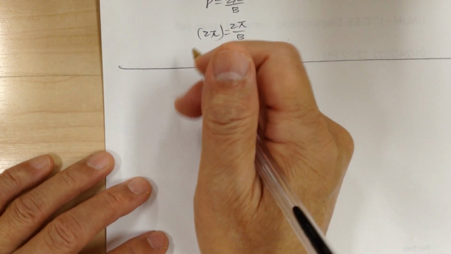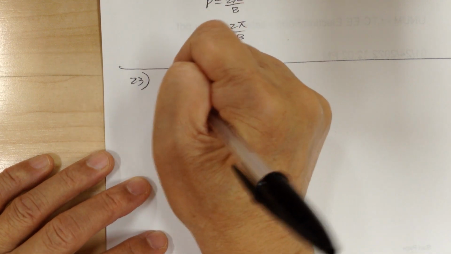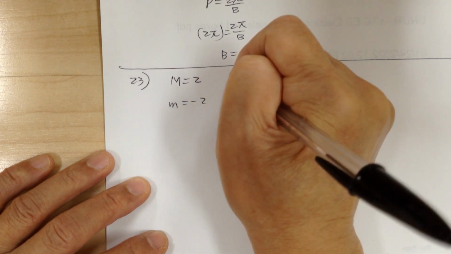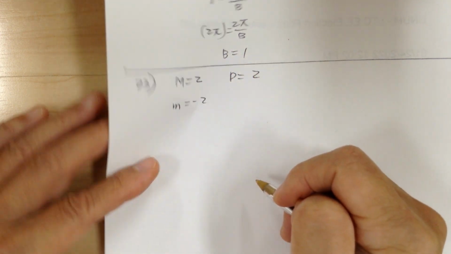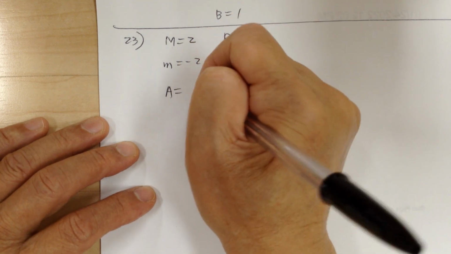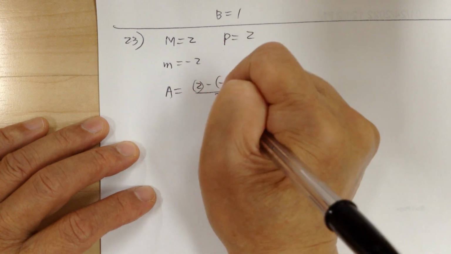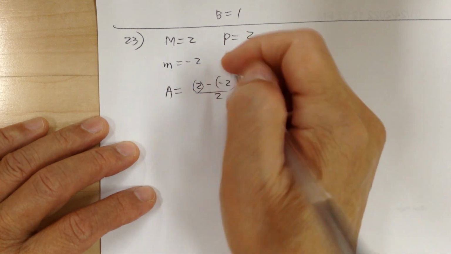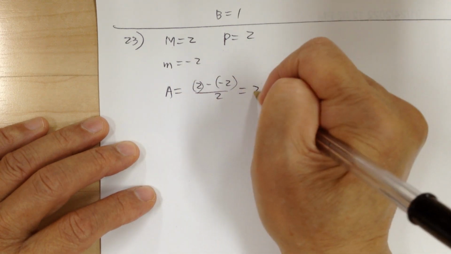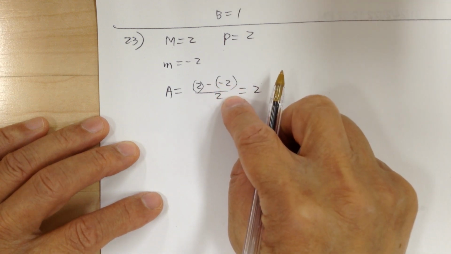Okay, let's go to 23. So you got M equal to 2, small m equal to -2, and period equal to 2. So again, the a is equal to, when you subtract, 2 minus -2 over 2. So watch out for the negatives. And this will equal 4 over 2, which is 2. Now, if you end up with 0, then it means you're doing something wrong.